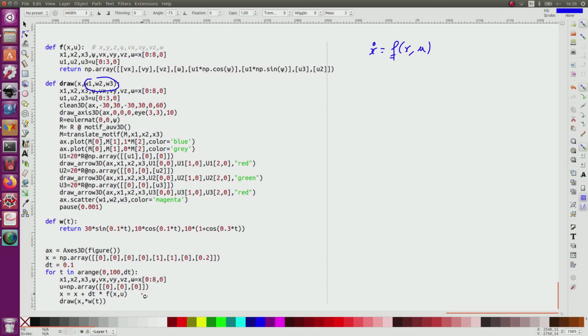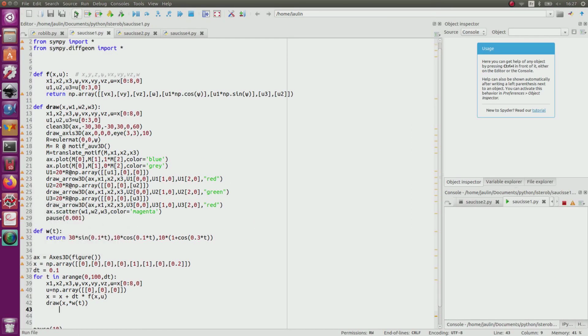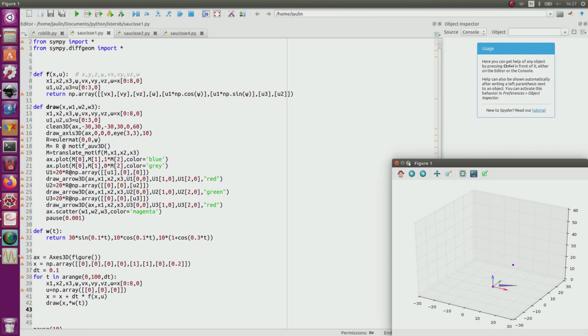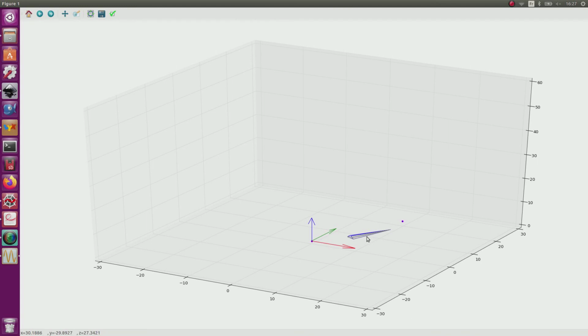For the integration I use here an Euler formula, and here I ask to paint the robot as the state x, but also the reference point w of t, which is given here. The star here is to unpack the result because it will be a list of 3 elements, so I have to unpack so that this one will be transformed into w1, w2, w3 as asked by the function draw. If I take this program and run it, I can see here my robot moving without any inputs. And this one is a reference point.